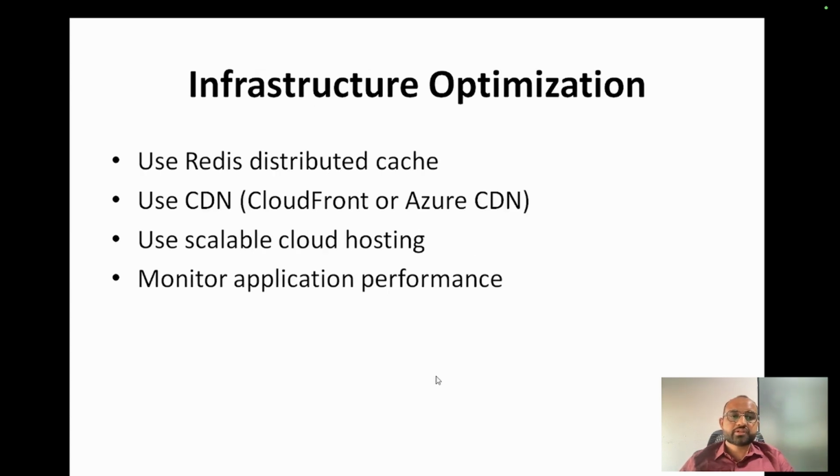Infrastructure optimizations. Use Redis distributed cache. I also said that if you want to use the Redis cache, it will make your website much faster. Redis cache will be useful when multiple instances will be there. Suppose you are using AWS, and AWS has multiple instances, then Redis cache is very helpful to sync the data as well. Use CDN, CloudFront and Azure CDN as well.